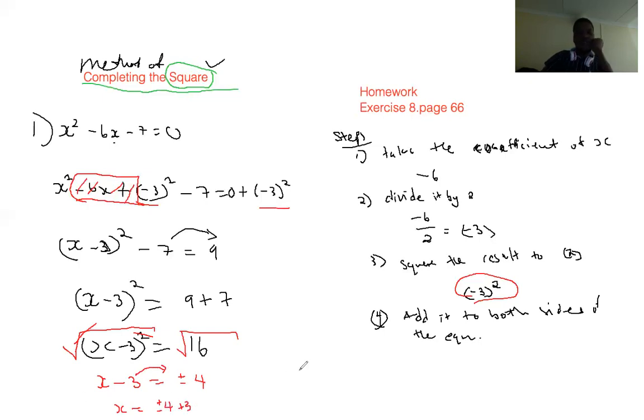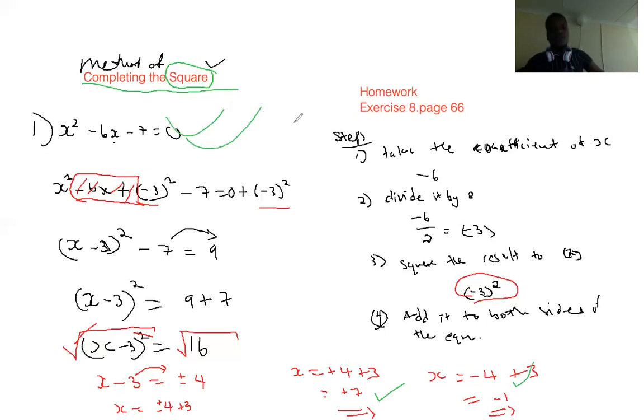So writing down your final answers, you have x. The one, you take the plus sign on the 4, plus 4, plus 3, which gives us a plus 7 is the answer. In the other one, you take the negative sign. Negative 4 plus 3, this gives us a negative 1 is the answer. So we have solved this quadratic equation that we had here using the method of completing the square.